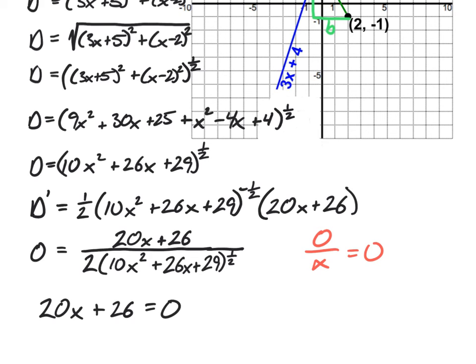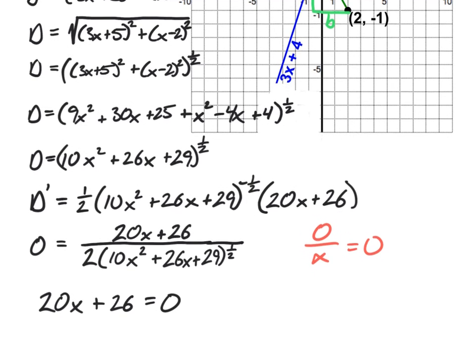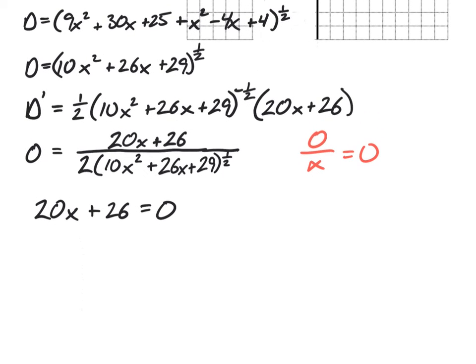And again, I can do that because I'm just trying to make the top equal 0. Because as long as the top equals 0, the whole thing will equal 0. All right. So to solve this now, we would subtract the 26 from both sides. So then we have 20x equals negative 26. And then we could divide both sides by 20. And we end up with x equals negative 1.3. All right. That is the x-coordinate of the point that we are looking for.